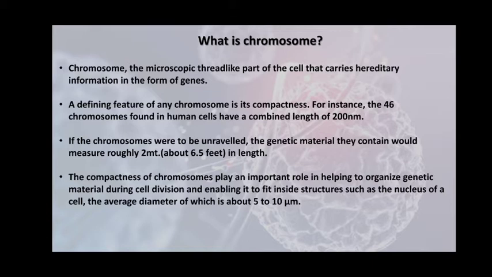Now, this compactness of chromosomes plays an important role in helping to organize genetic material during cell division and enabling it to fit inside structures such as the nucleus of a cell. The average diameter of a nucleus is about 5 to 10 micrometers. In animal cells, chromosomes reach their highest compaction level in anaphase of cell division.